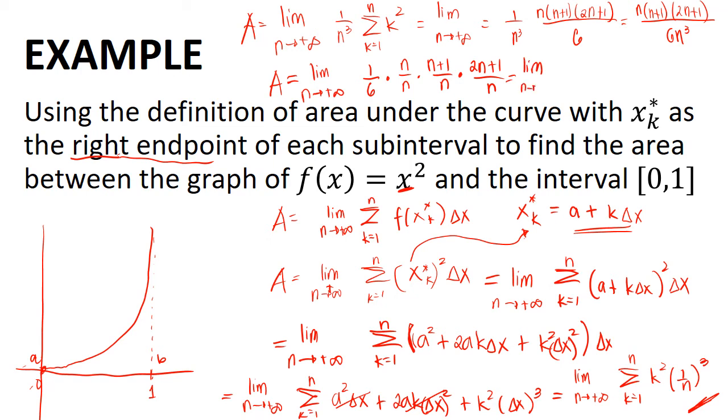Limit as n approaches positive infinity. 1/6. N all over n, that is 1. N plus 1 all over n can be written as 1 plus 1 all over n. Then, times 2n plus 1 all over n can be written as 2 plus 1 all over n. Pwede na tayong mag-limit. As n approaches infinity, ito, 1 all over infinity yon. Tama? And 1 all over infinity is what?